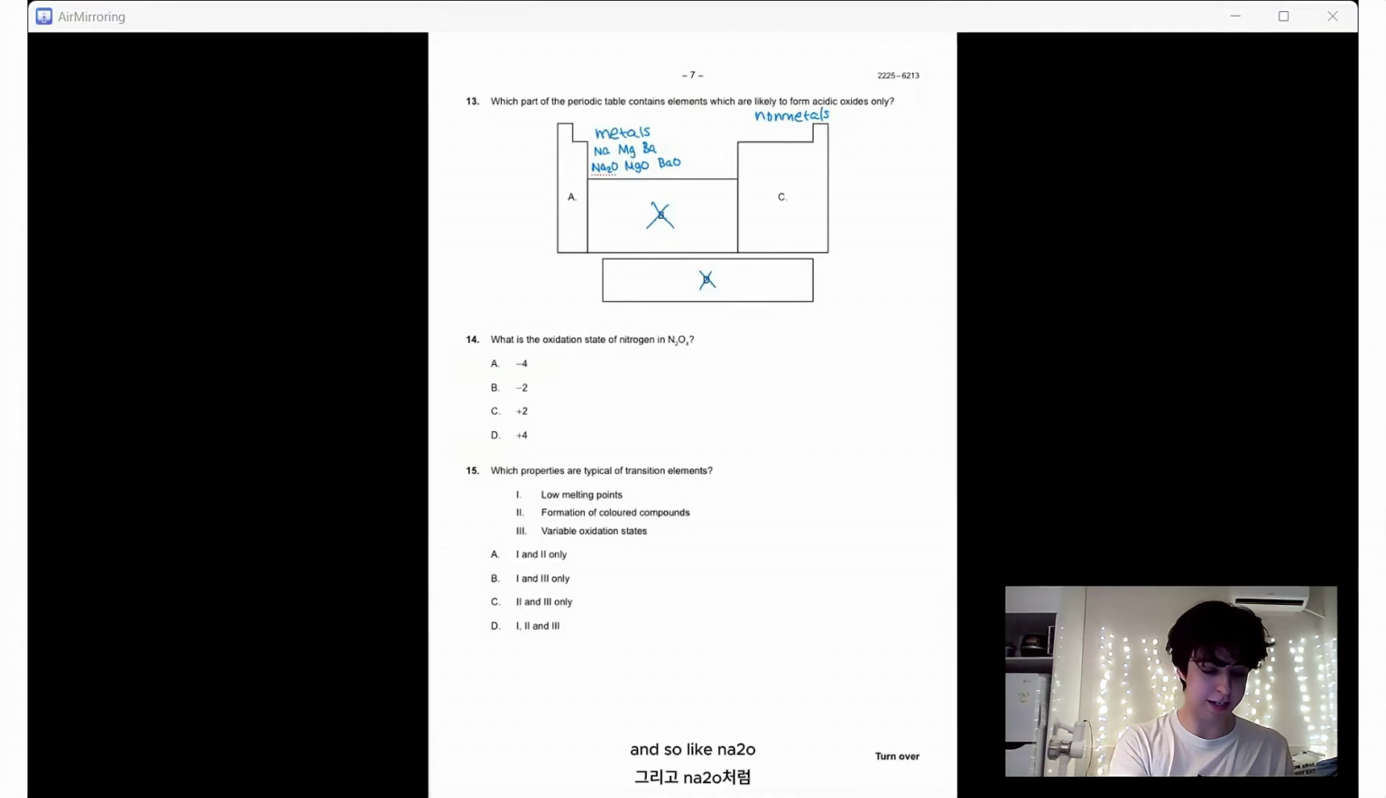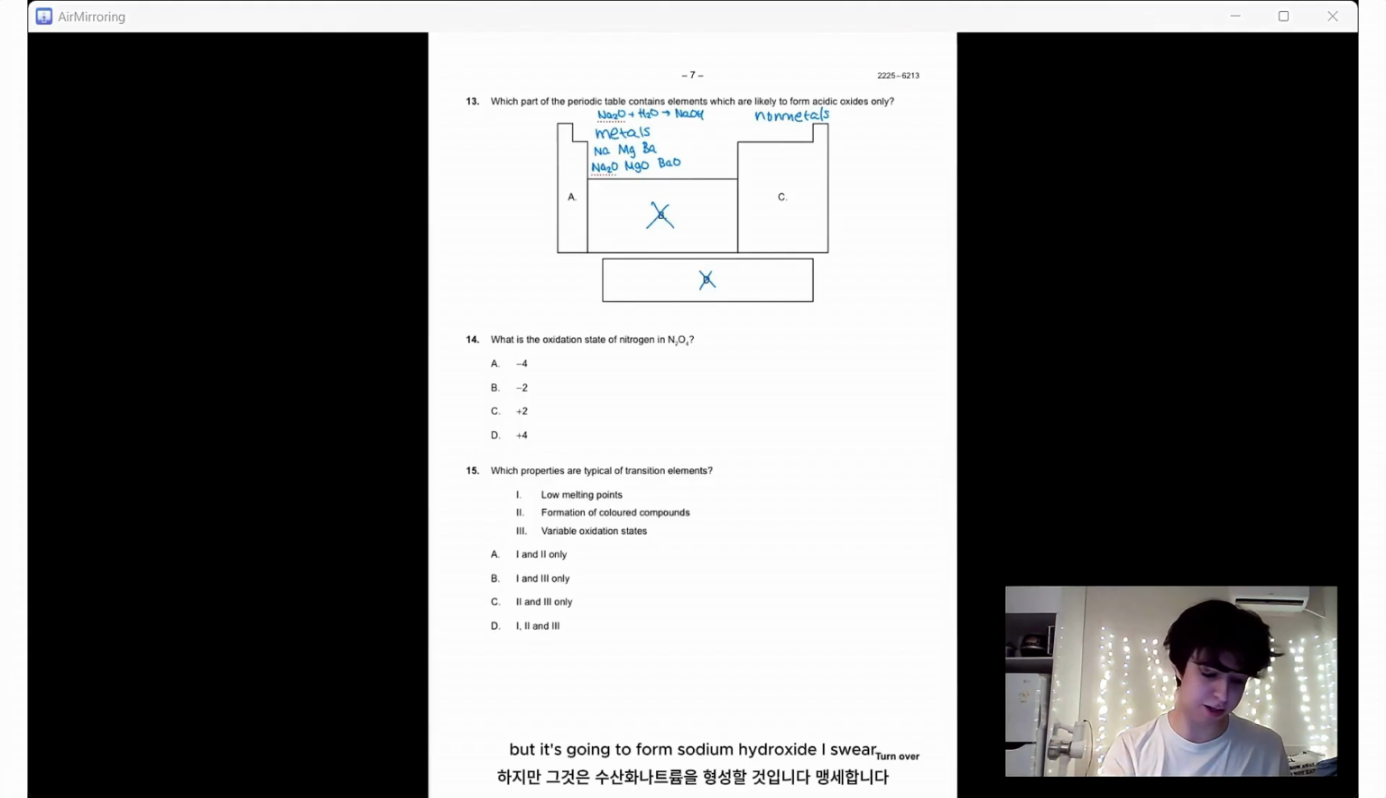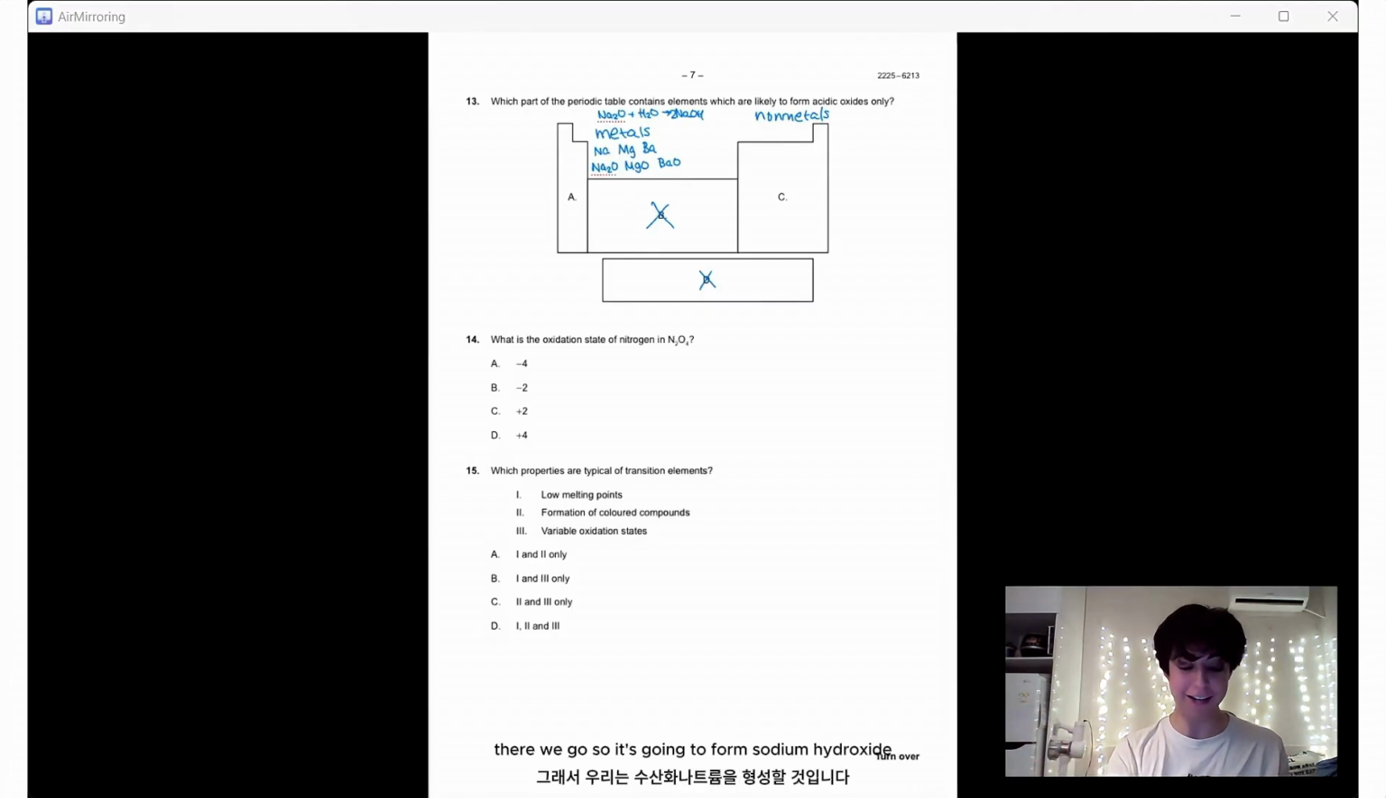So Na2O plus water is going to form sodium hydroxide. I'm too lazy to balance this, but it's going to form sodium hydroxide, I swear. 1, 2, 1, 2, 1, 2. Okay, that's balanced. There we go. So it's going to form sodium hydroxide. Sodium hydroxide is basic, so these metal oxides are basic. That's kind of how you should remember it.